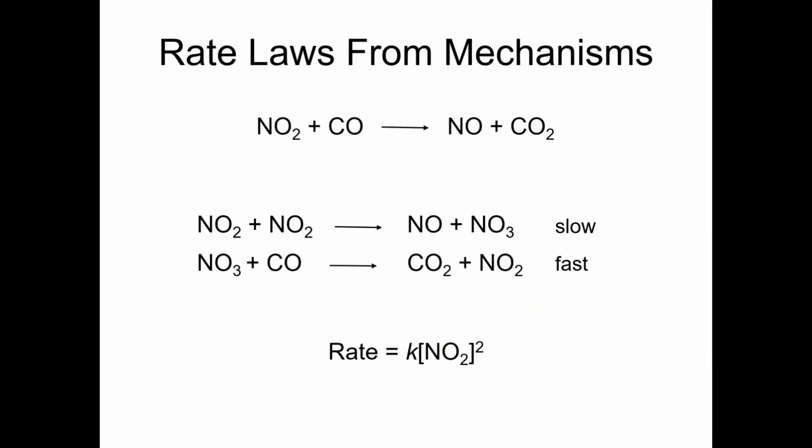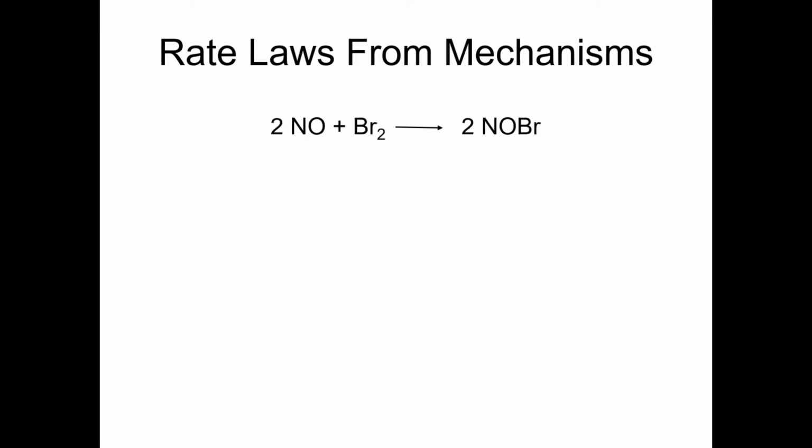Now, up to this point, I keep showing you examples in which the first step is slow. What would happen if the first step was not slow? Well, let's just look at one example of this, and this takes a little bit more complex thinking and math, and I'm not going to sit on this for too long. But here's the reaction in which 2 molecules of nitric oxide plus bromine give you 2 molecules of NOBr. I think it's called nitrosyl bromide, but I wouldn't stake my life on it.